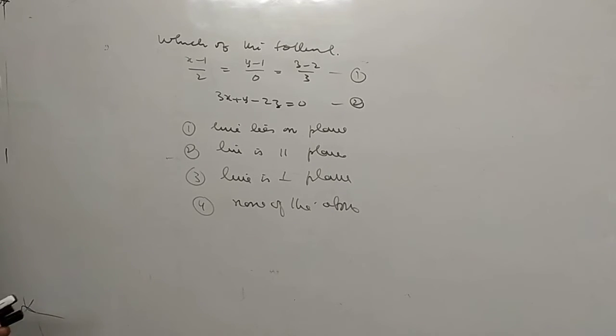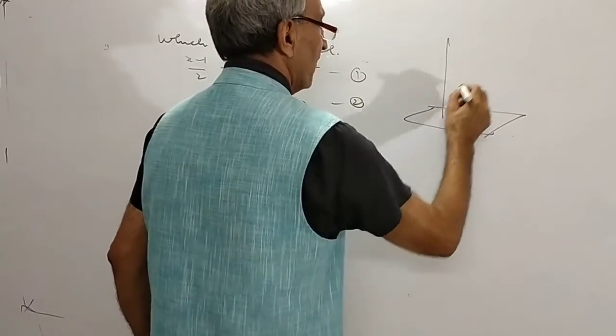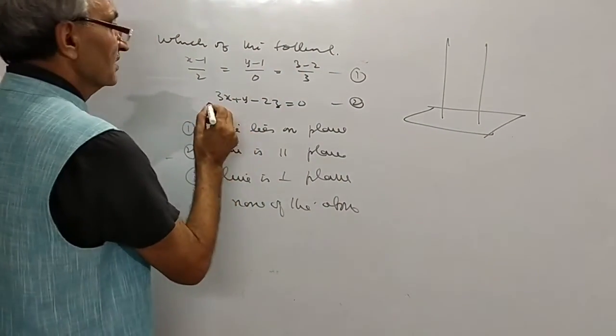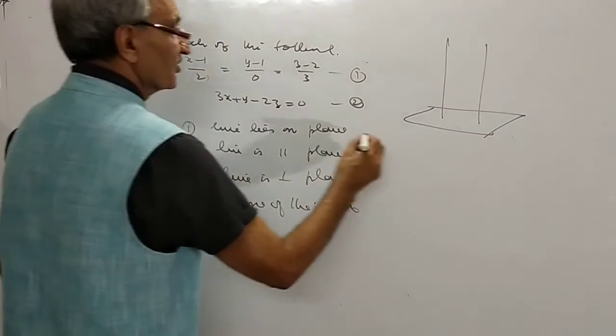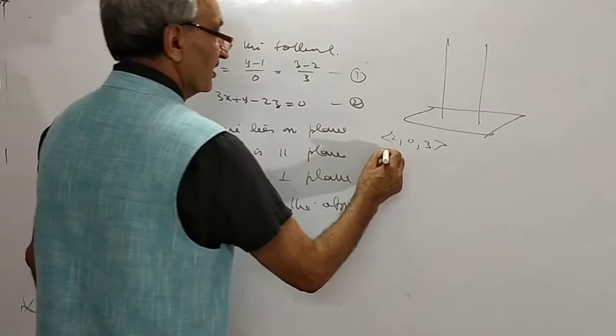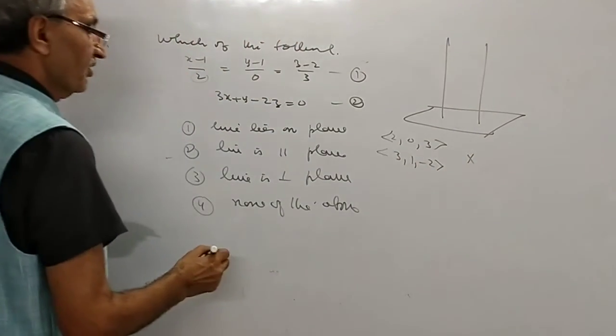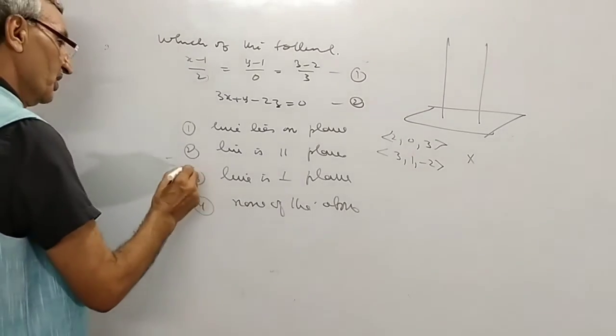Well, to see whether they are parallel, whether we have the condition. Suppose this is perpendicular to this, then the direction ratio of this line is 2, 0, 3, and the direction ratio of the normal, they must be proportional, which is not the case here. Therefore, this is not perpendicular to it.